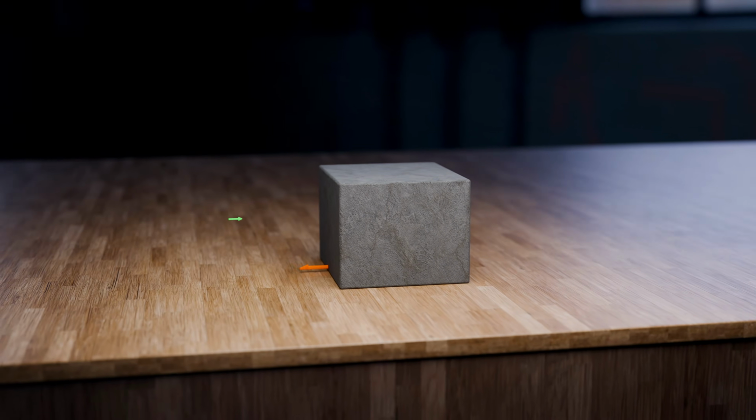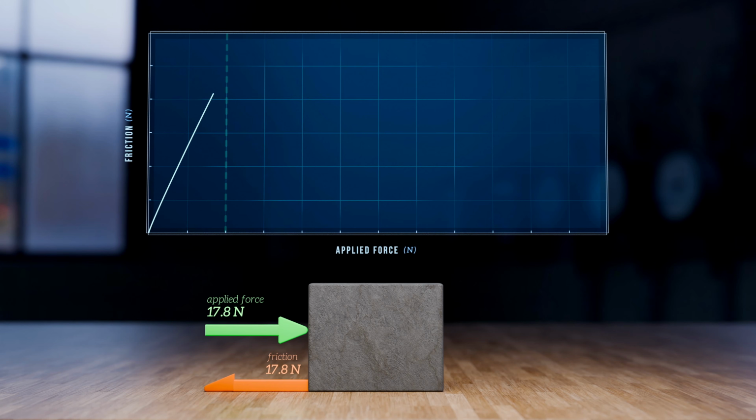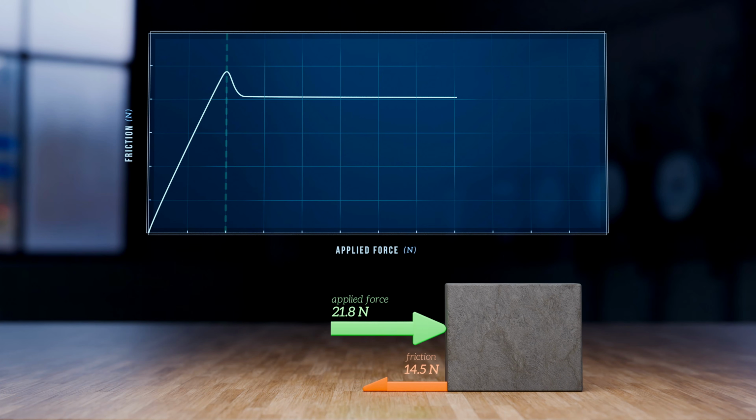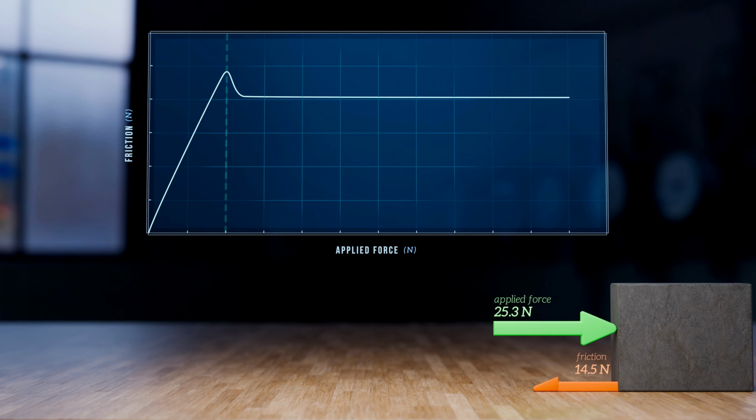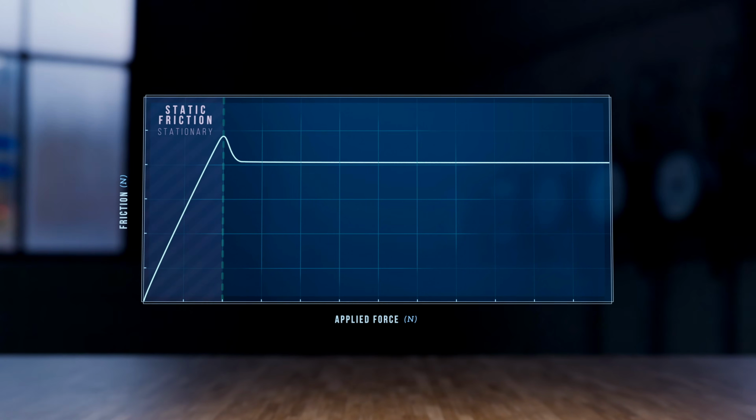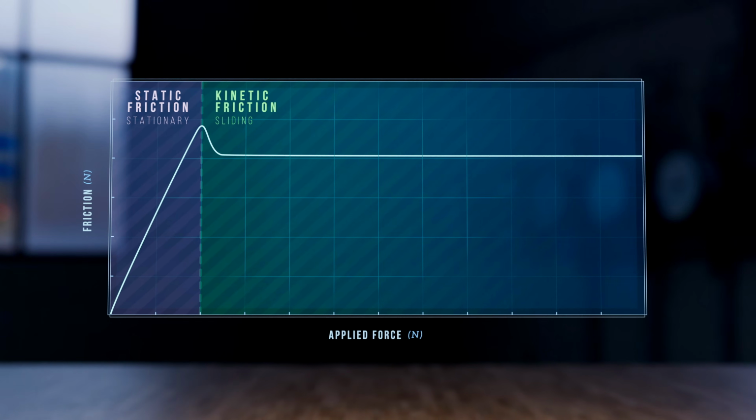Let's plot this relationship between friction and the applied force. The friction force increases linearly as the applied force increases, up to a maximum value. Any additional force causes the block to slide, and once it starts moving, the friction drops to a lower, roughly constant value. There are two different friction types, static friction and kinetic friction. It takes more force to start motion than it does to maintain it.